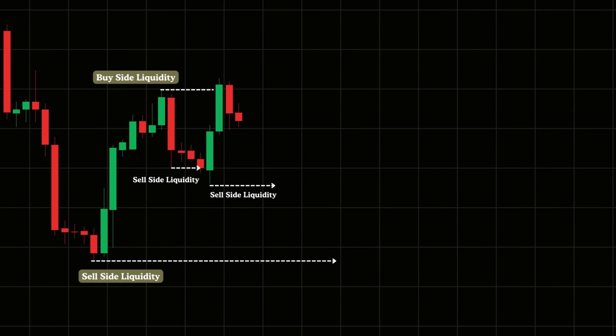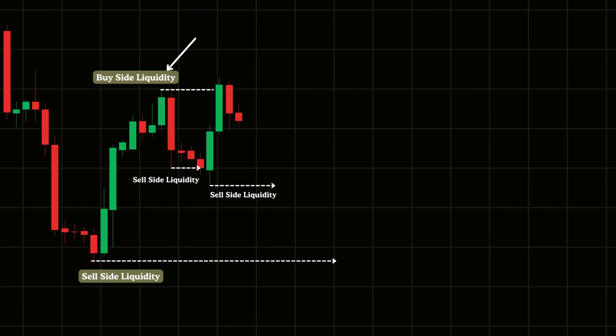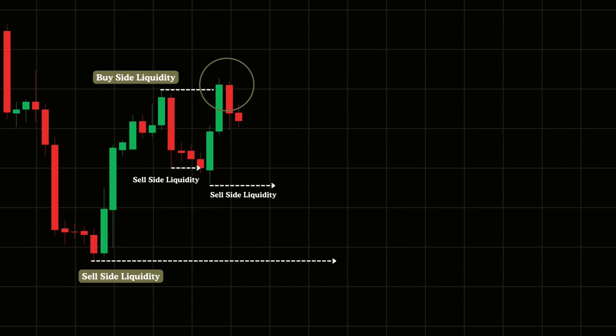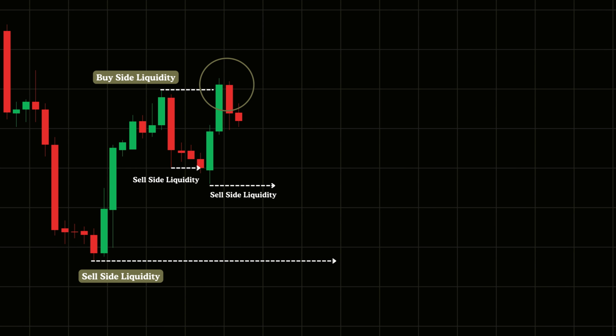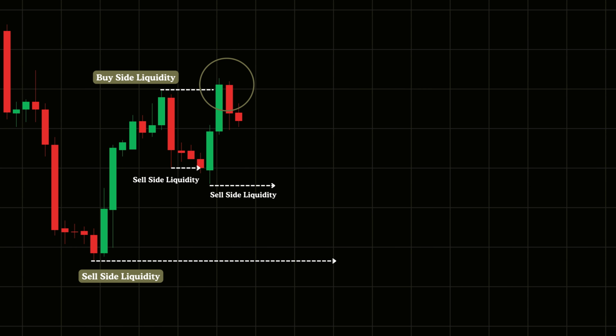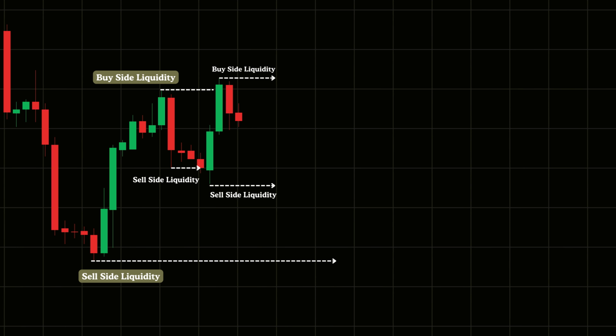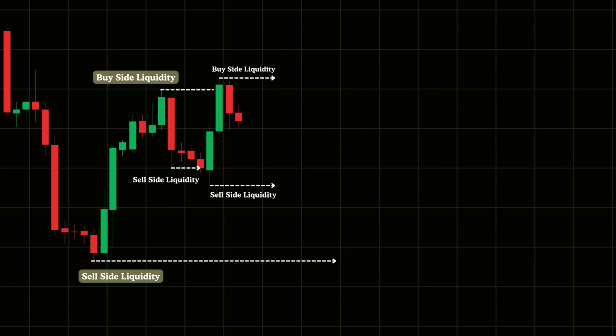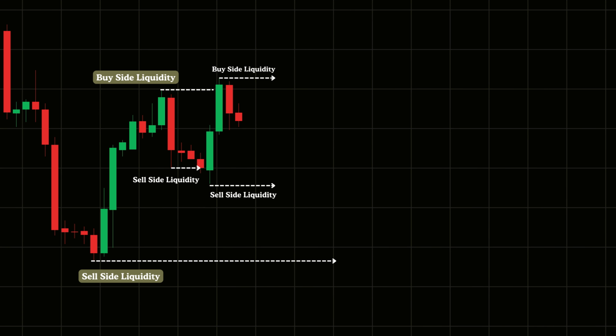On the upside, we also see that price has taken out the buy-side liquidity resting just above the most recent swing high. After the sweep, price forms another high with lower highs on both sides, creating a new swing high, and hence another buy-side liquidity target just above it. Let's move on and continue marking key liquidity zones as the structure unfolds.